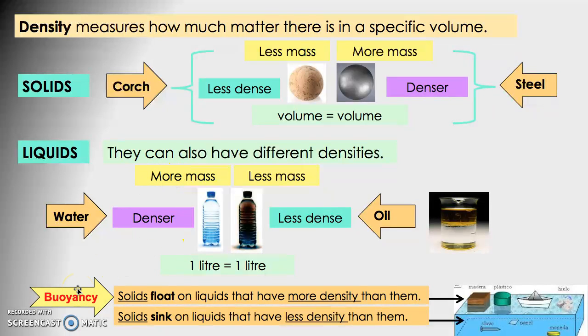All this takes us to buoyancy. What does it mean? It means that solids float on liquids that have more density than them. For example, this piece of wood, this plastic, or the paper boat. Solids sink on liquids that have less density than them. For example, the nail or the coin.